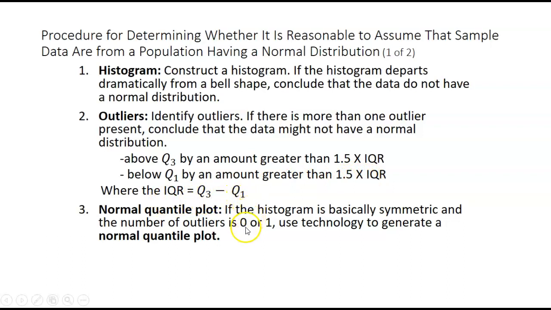If we're looking at the normal quantile plot, we're not going to be generating that by hand. We're just going to use the calculator and StatCrunch to generate our normal quantile plots for us.